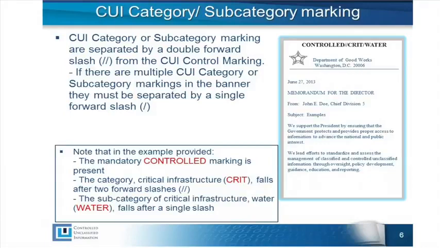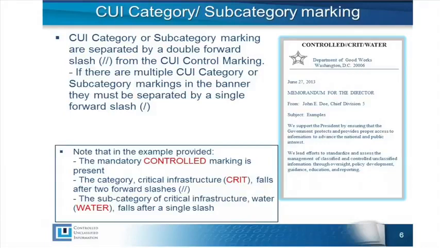To include a category, you must place a double / following the acronym CUI or word controlled. Remember that control marking can be the word controlled or CUI. If you are including a subcategory, there is no need to include the main category. To review, you must have a control marking. If multiple categories or subcategories are being included in the banner marking, they may be separated using a single / and listed alphabetically.